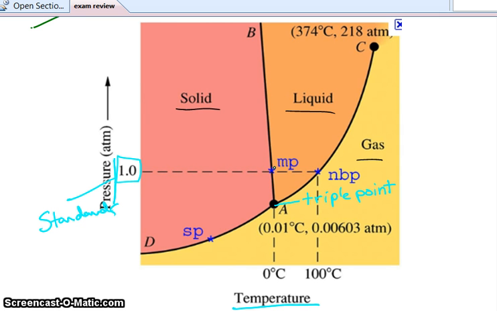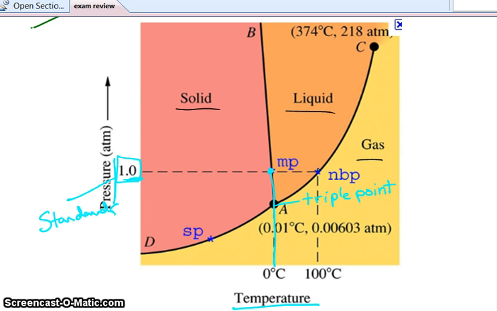And so let's go over, and right here it says MP, that's normal melting point. The normal melting point for water is 0 Celsius. This corresponds to 0 Celsius. That's the normal melting and freezing. Now it's melting if we're going this way. It's freezing if we're going this way. So that's the normal melting and normal freezing point at 1 atmosphere.